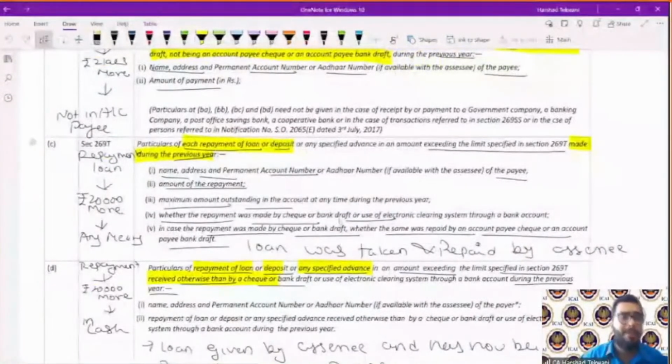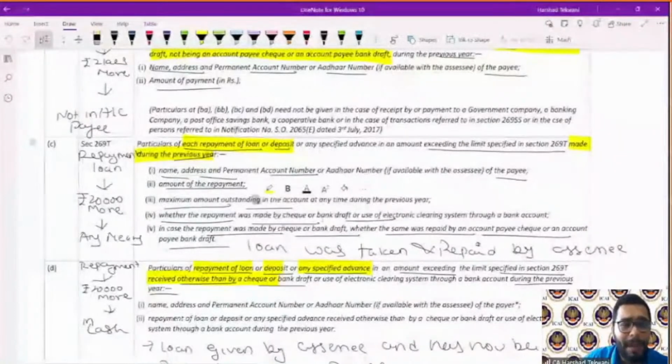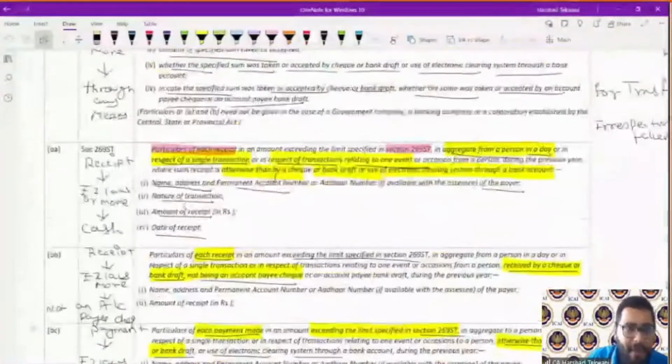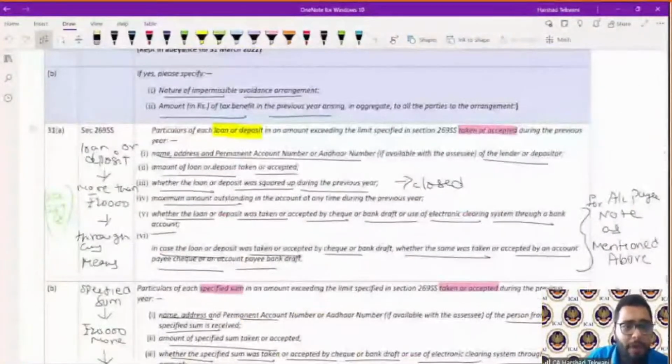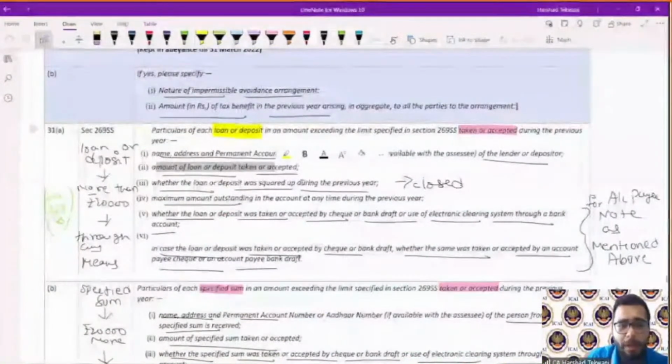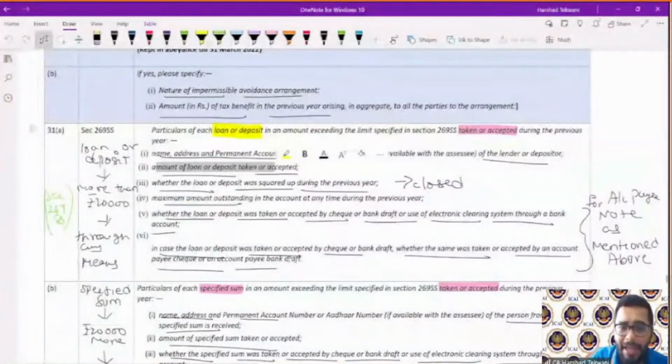Now, if you see the requirement of that particular clause, it asks you to provide name and address, maximum amount outstanding, whether the repayment was made through cheque, and in the case of repayment made by cheque, whether it was by an account payee cheque or not. Plus the amount of repayment. In case of 31A, same things: name and address, amount of loan or deposit accepted, maximum amount, whether the loan or deposit was taken or accepted by cheque, and if so, whether it was by an account payee cheque or not.